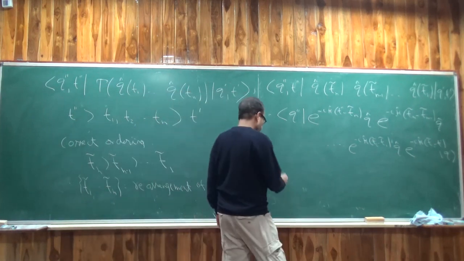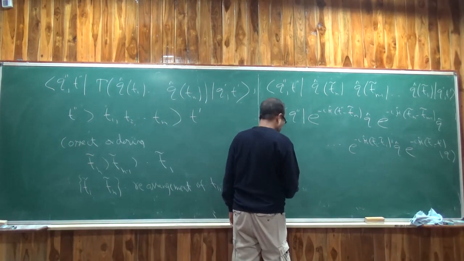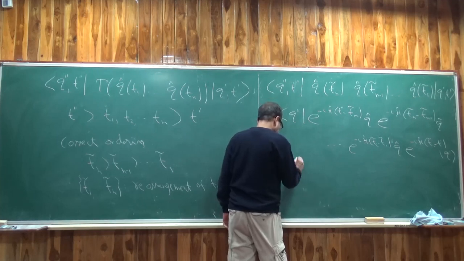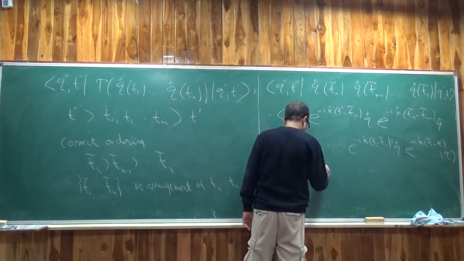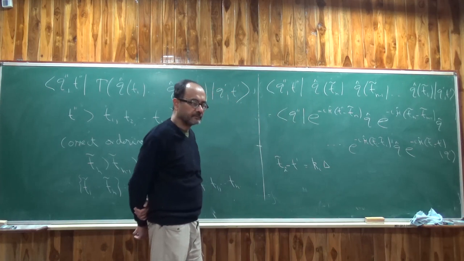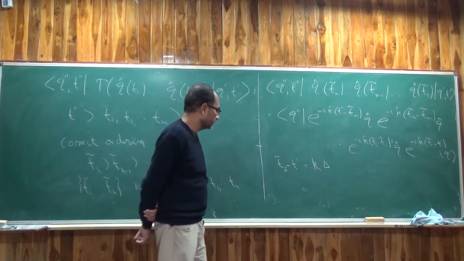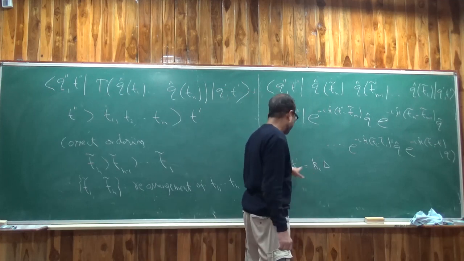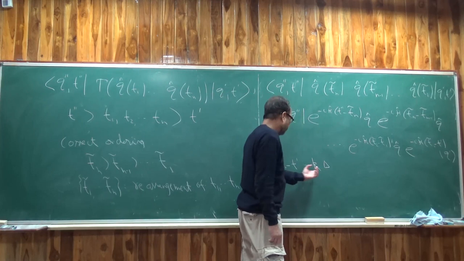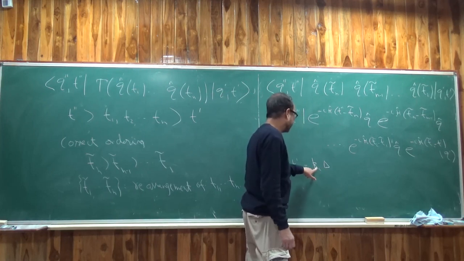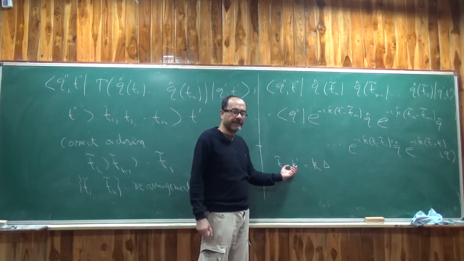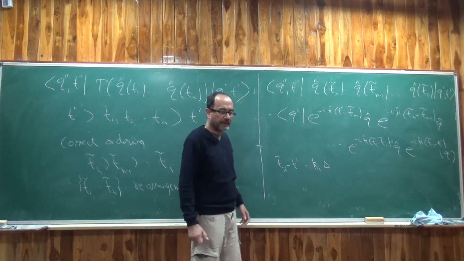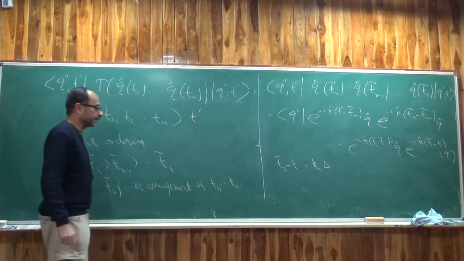So let's suppose that t tilde I minus t prime is ki delta. So ki is by definition t tilde I minus t prime bounded by delta. I assume that the ki's are all integers. By taking delta to be sufficiently small, you can always make sure that t tilde I minus t prime is an integral multiple of delta. Let's assume that we have done that, so all the ki's are integers.